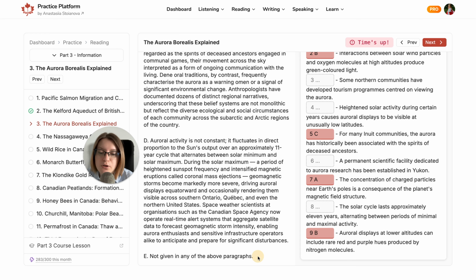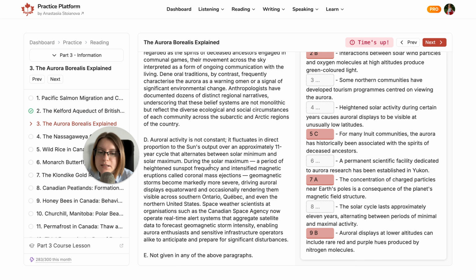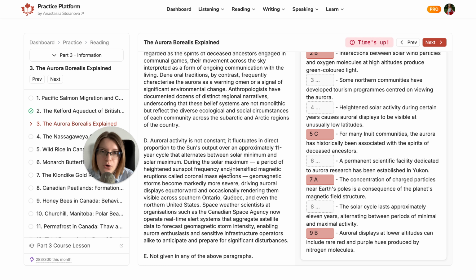Don't forget about E though. Not given in any of the above paragraphs. We will have that today as well. So the last paragraph, please pause the video, read the paragraph, and then we are trying to match 3, 4, 6, and 8. Okay, so 3, 4, 6, and 8.